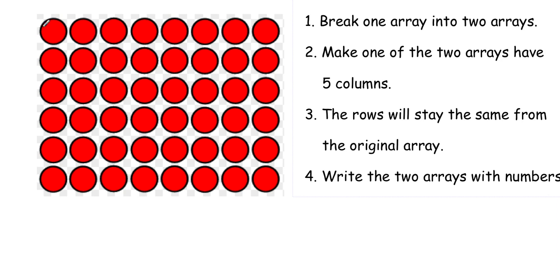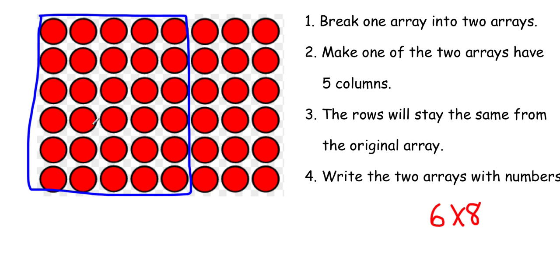Let's look at this one. Rows 1, 2, 3, 4, 5, 6, and columns 1, 2, 3, 4, 5, 6, 7, 8. So this one happens to be a 6 by 8. Let's break this one down. Again, go around 5, and then write your two new arrays here. This one is going to be 1, 2, 3, 4, 5, 6 rows by 5. And the other one is going to be 1, 2, 3, 4, 5, 6 by 3.